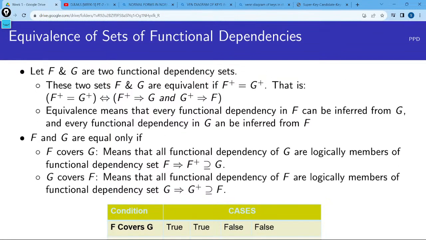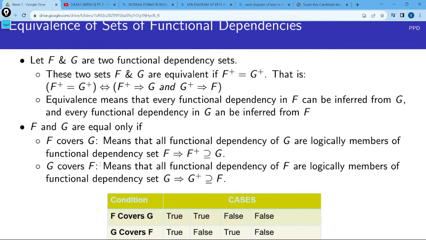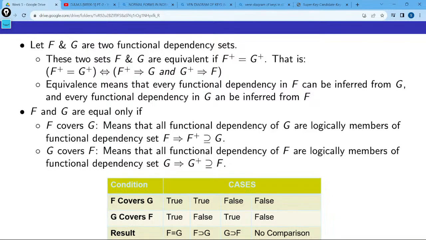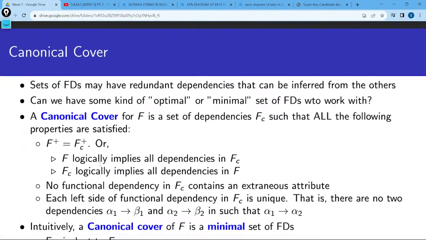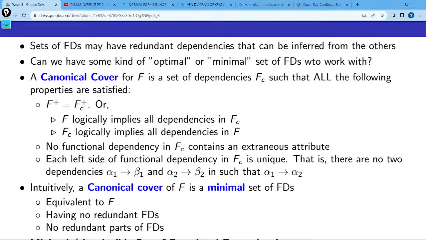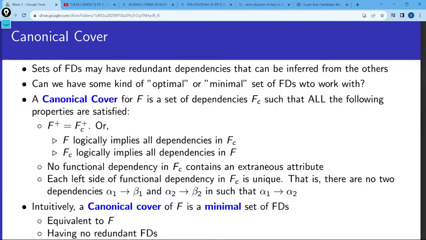Now equivalence of sets of functional dependencies. Let's come to this later on. Canonical cover or the minimal cover. Okay, the minimal set of FDs.